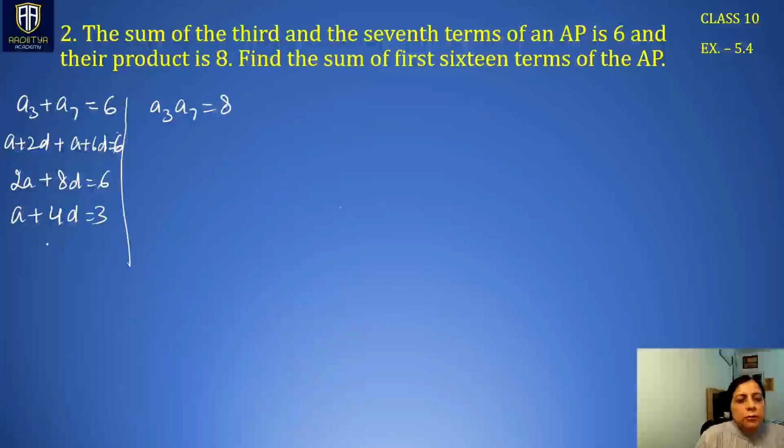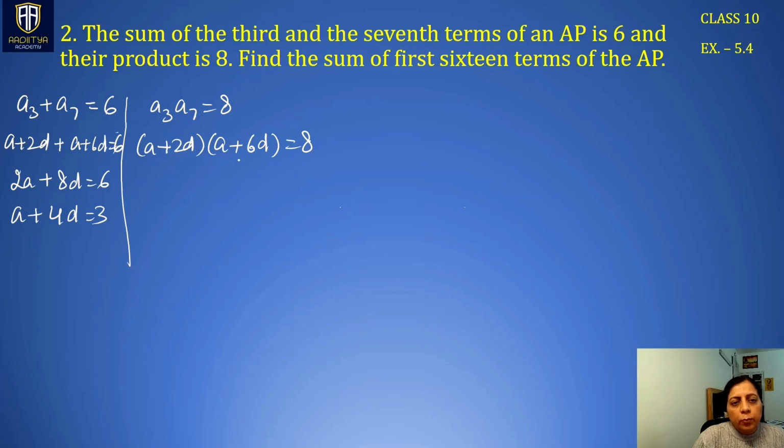Now this is the first equation that we have got. The second information says the product of A3 and A7 is 8. Replace A3 by A plus 2D, multiplied by A plus 6D, is equal to 8. Now if I open this product, that means if I solve these two brackets, I will be having a long equation in terms of A square, D square, A and D both. So this becomes ambiguous in solving.